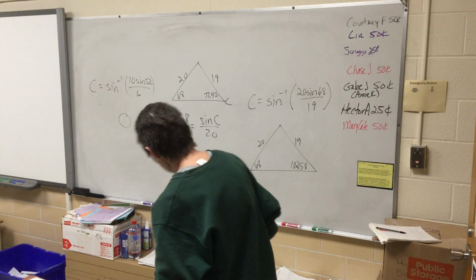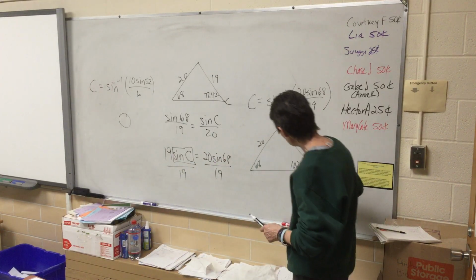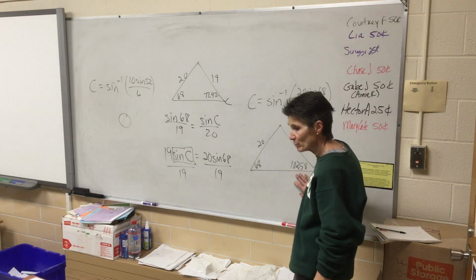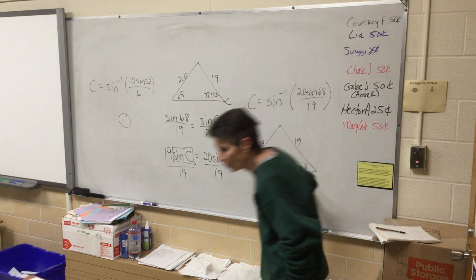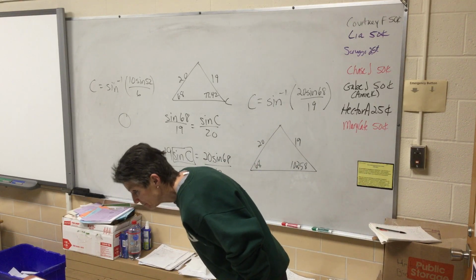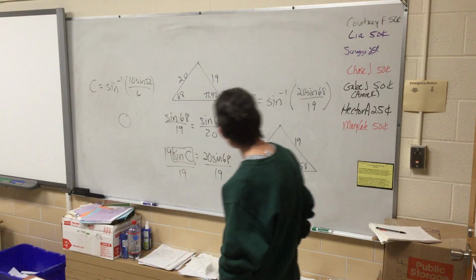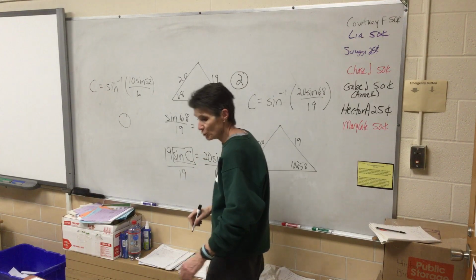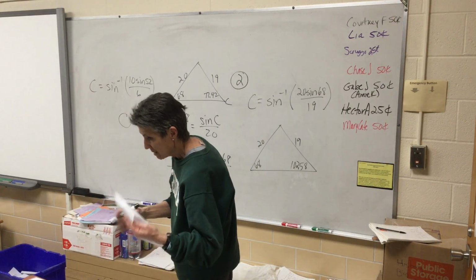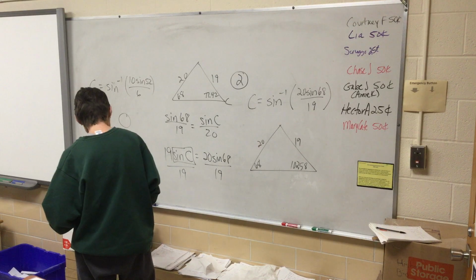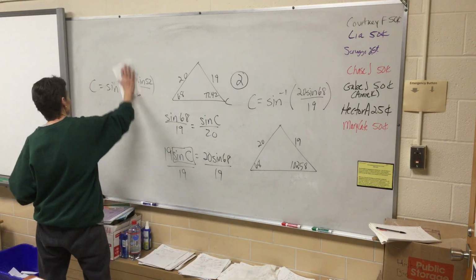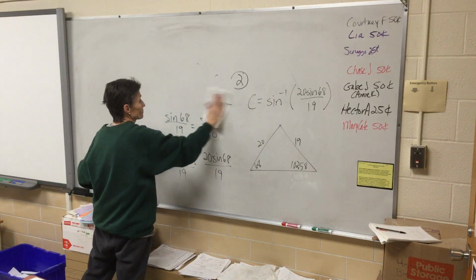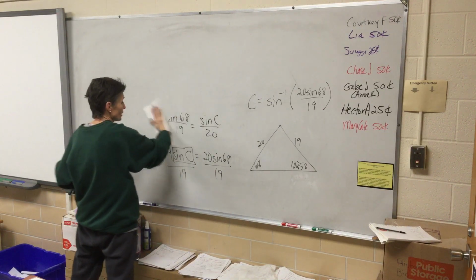Now, is there a possibility of having a triangle with a 68 and a 102? Does that work? Yes, I'm seeing thumbs up all over. You're right, that works. So there are 2 triangles possible. That problem has 2 triangles possible. Does anyone have a question about that?